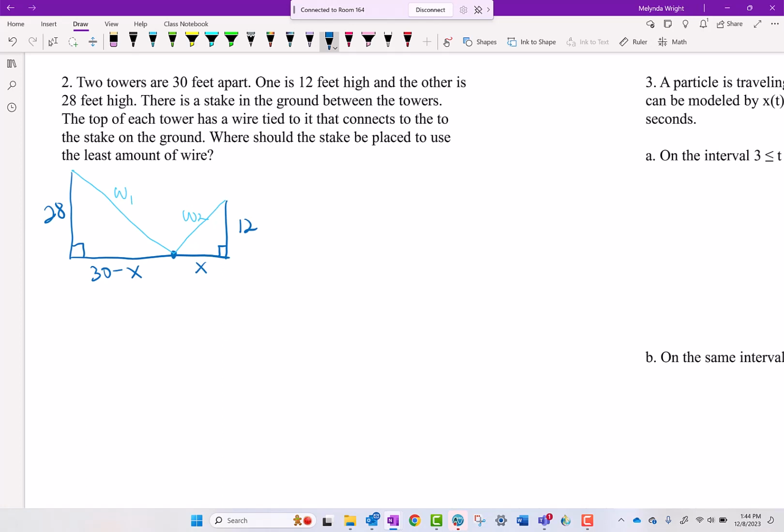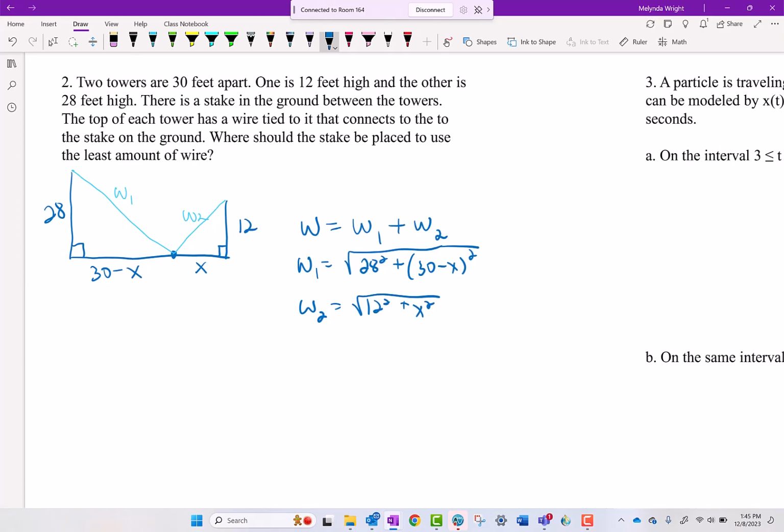Okay, and so we talked about the wire being equal to wire 1 plus wire 2. Do you remember what formula we used to come up with an expression for wire 1 and wire 2? Pythagorean, exactly right. We used the Pythagorean theorem. Wire 1 would have been the square root of 28 squared plus (30 minus x) squared. And wire 2 would have been the square root of 12 squared plus x squared.